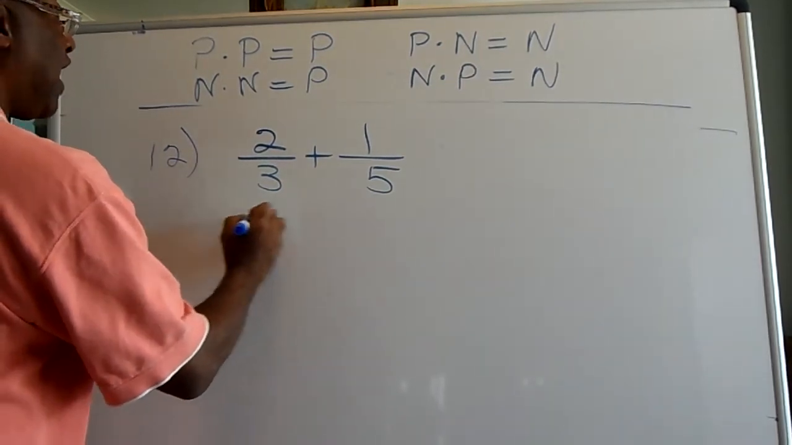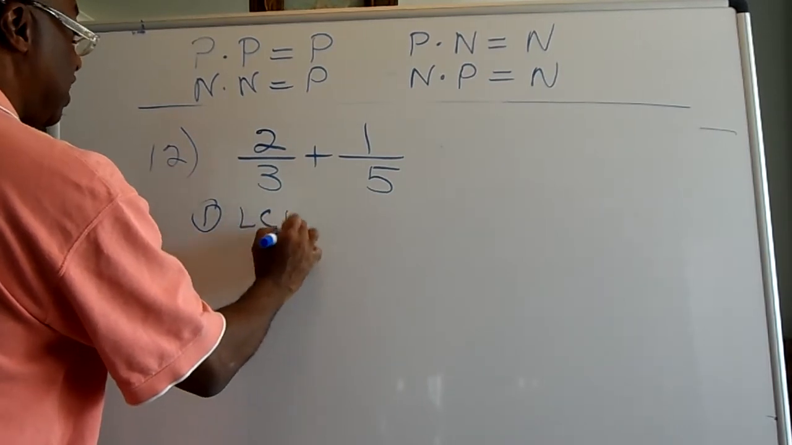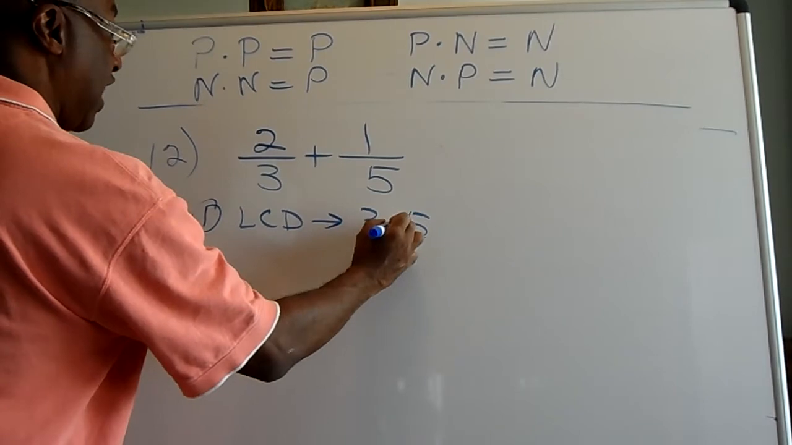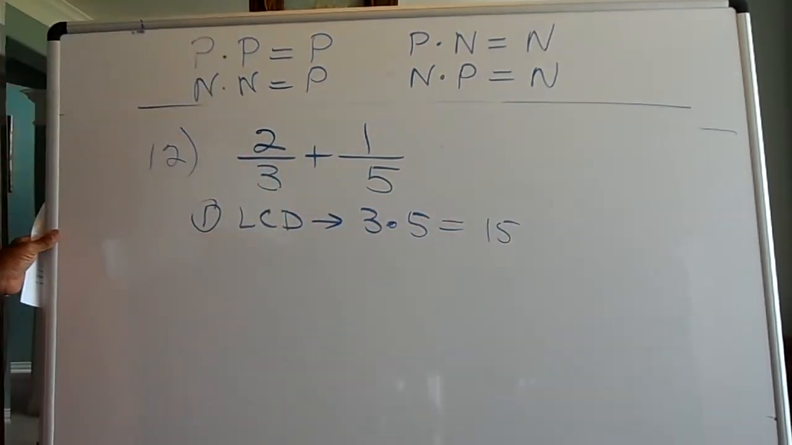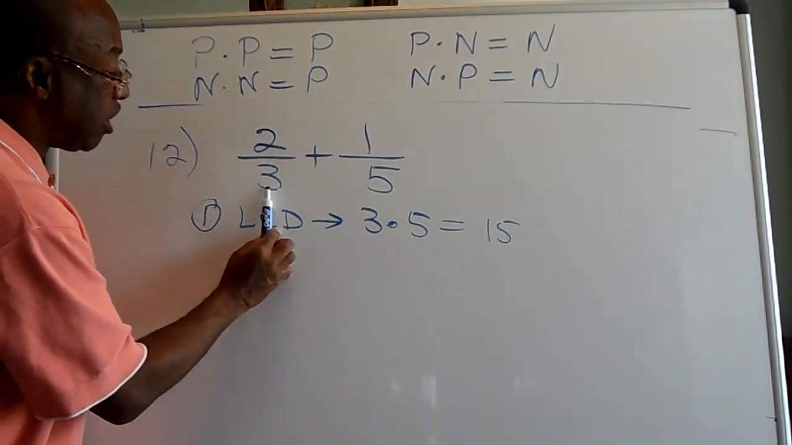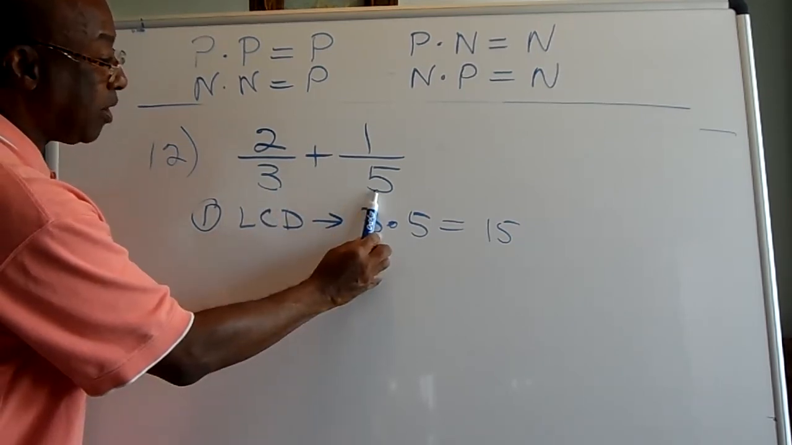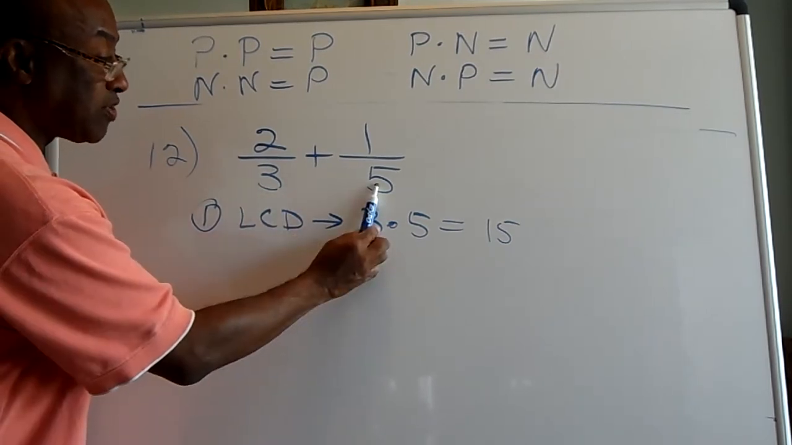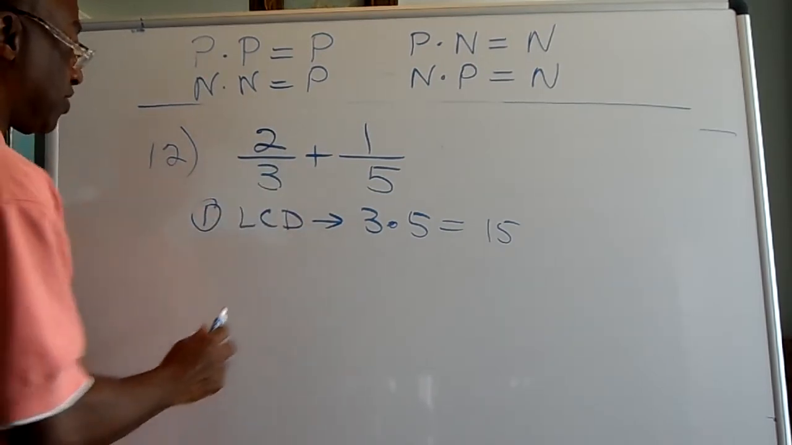Step number 1, find the LCD. Okay, how can I get the LCD? We can multiply our denominators 3 times 5. So we multiply these things and get what? 15. That's how we can get that common denominator. And what does this mean now? I need to get a 15 here, so I'm going to multiply this by 5. I need to get a 15 here, I'm going to multiply this by 3. And whatever you do on the bottom, you do to the what? Top. So here's what we do.